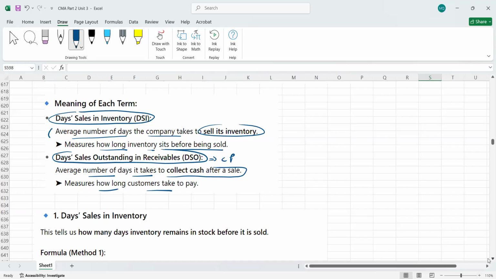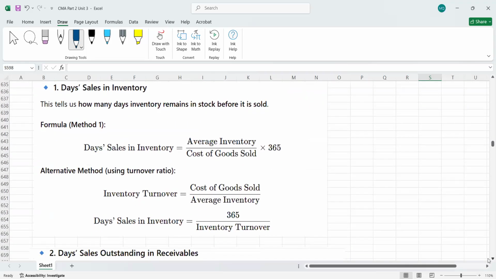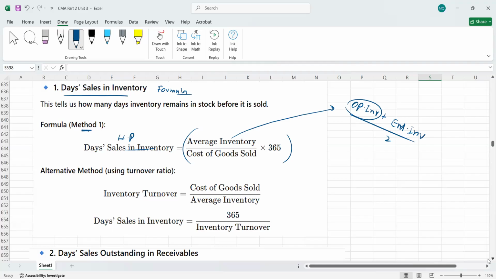Now, guys, in the last class, these were the formulas we already discussed. If you want to calculate days sales in inventory, there are two ways to find it. What is the first method for the days sales in inventory or holding period? You can calculate it by taking average inventory. Do you remember, last time I told you we take opening or beginning inventory plus ending or closing inventory, and divide by two. One inventory we have at the start of the period, the other at the end of the period, divided by two. This is the average inventory.